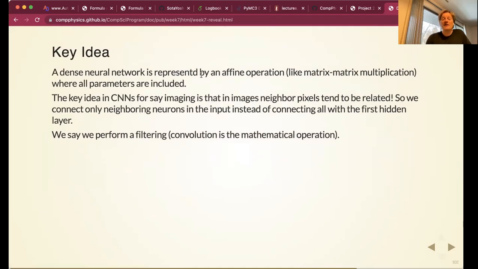So the key idea is, if you think of a standard neural network, that it is represented by an affine transformation. The key idea in a CNN is that in images, neighbor pixels tend to be related. So we connect only neighboring neurons in the input instead of connecting all of them with the first hidden layer. And we may perform a filtering, where convolution is the mathematical operation.